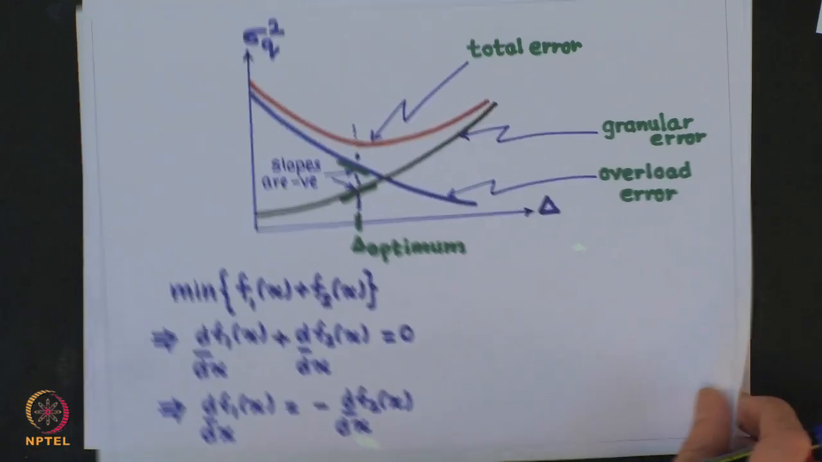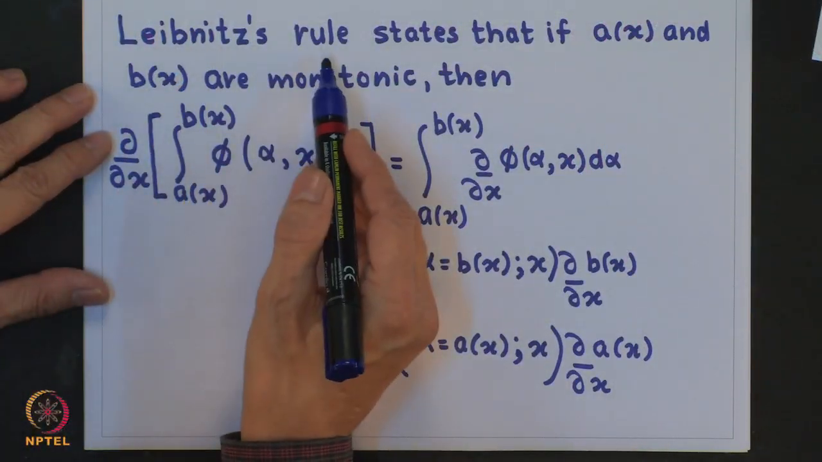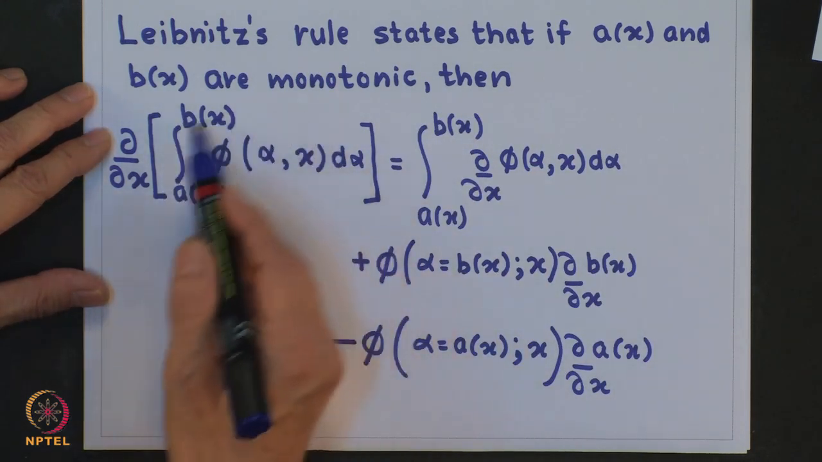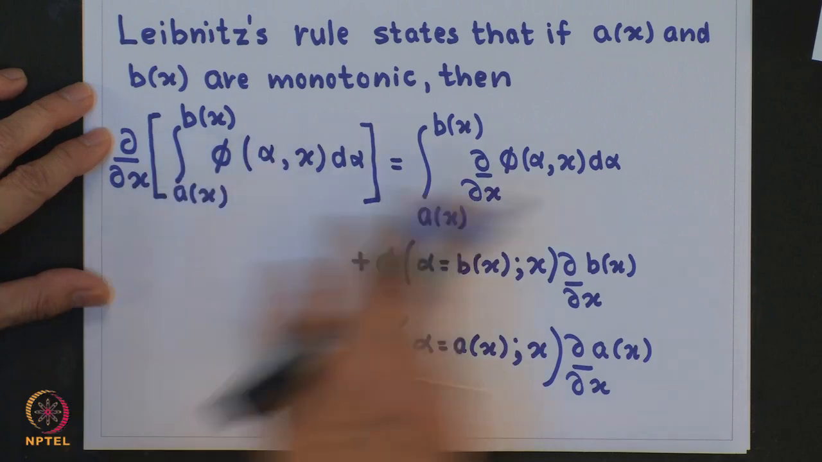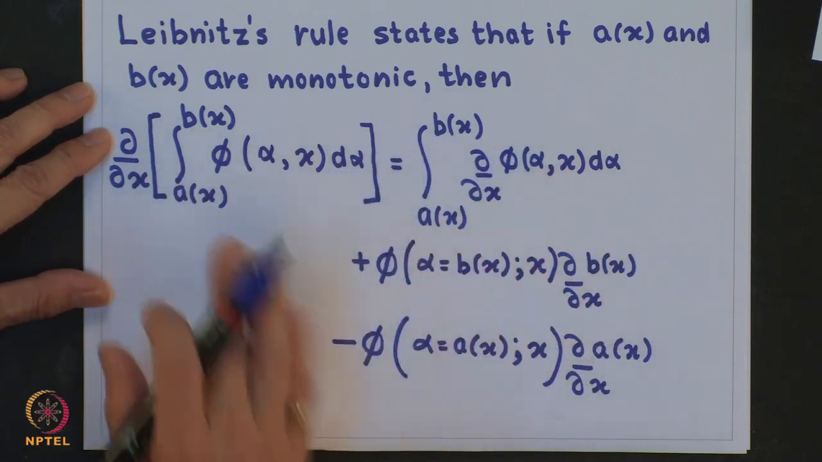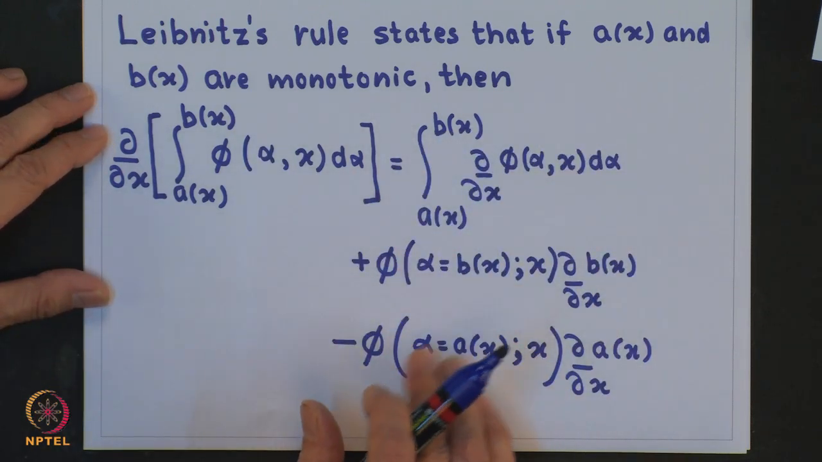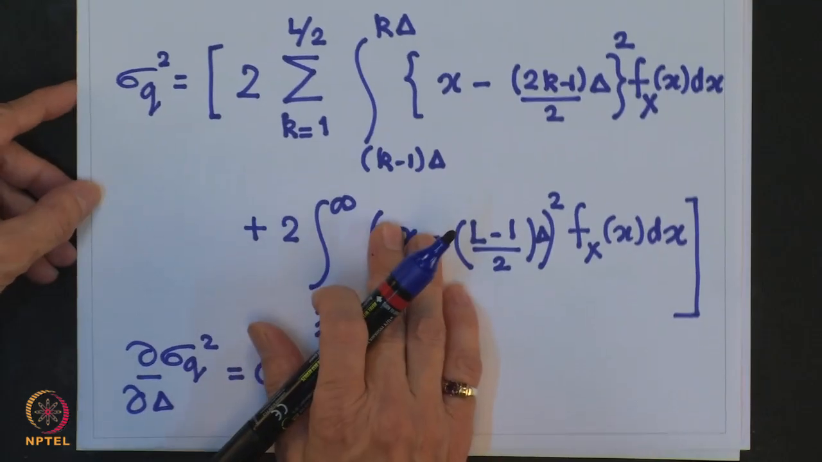Okay. So now to solve this, we will require to take the derivative of this quantity out here. To do this, we will have to use one theorem from calculus, known as Leibniz rule, which states that if Ax and Bx are monotonic, then for this function shown in the bracket, if you take the derivative with respect to x, this x has got nothing to do with our PDF, so this is a general x. If you take the derivative, this is the relationship you get, correct? Using this relationship, let us see what happens.